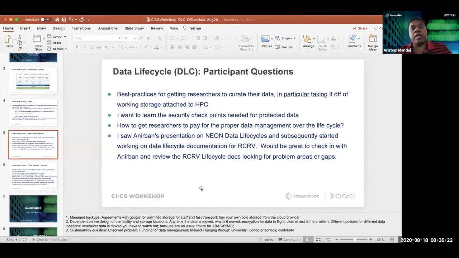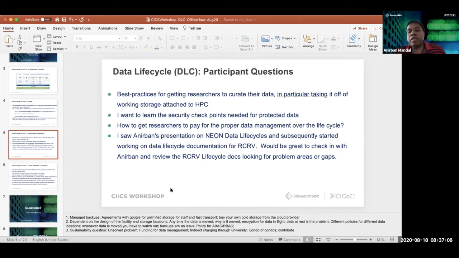And the other aspect: there's a question here from one of the participants, but I don't know whether he or she has joined in or not. What are the best practices for getting researchers to curate the data, in particular taking it off working storage attached to HPC? Again, managed backups are hard to pay for. Researchers are generating data, and the storage is not unlimited. At some point the scratch space fills up, and then the sysadmin comes to the researcher and says, you just need to get your data off this machine. What does the researcher do? These are some of the concerns.